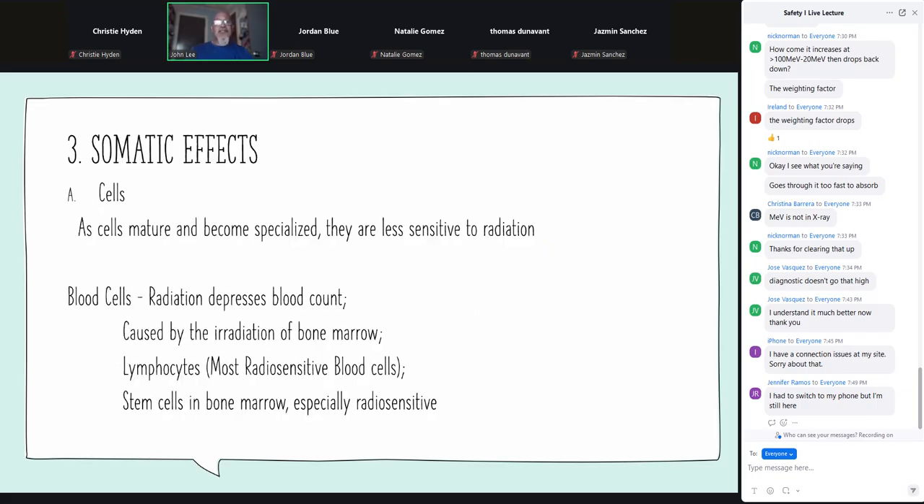Moving into effects. Cells, as they mature and become specialized, are less sensitive to radiation. Blood cells, the radiation exposure will depress the blood count. This is caused by irradiation of the bone marrow. Lymphocytes are going to be most sensitive, and the stem cells within the bone marrow are especially radiosensitive.